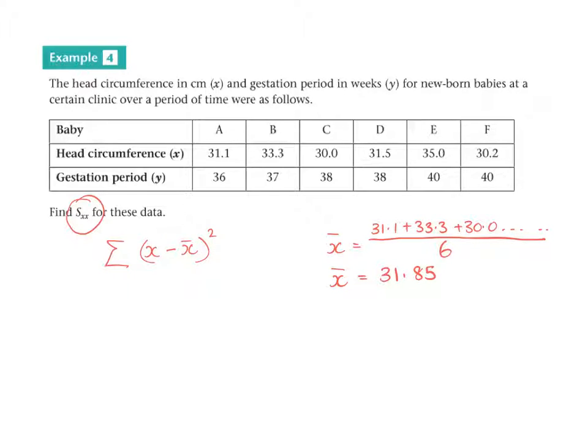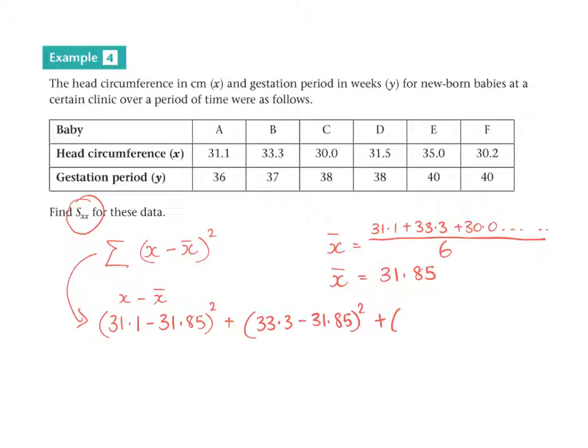We then take 31.1, take away the mean, so this is your X minus X bar, 31.85, and we square it. Then we add on, and what we're doing here is we're just taking each piece of X data and subtracting the mean. Now usually in an exam situation, SXX would be given to you and you're just expected to work with it, so you need to understand what it is. So our next piece of data is 33.3, take away 31.85 and square all of that.